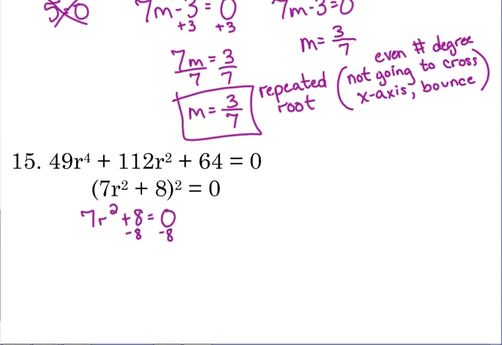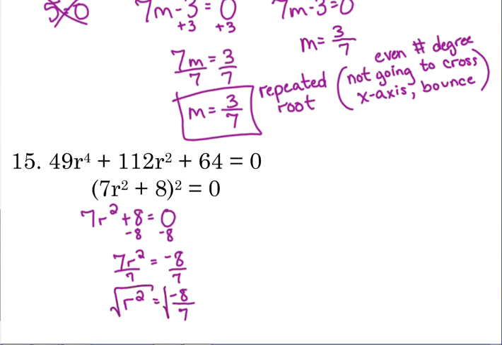So we subtract 8 from both sides. 7r squared is equal to negative 8. We divide both sides by 7. r squared is equal to negative 8 over 7. Have we solved for our variable yet completely? No. How do we get rid of the square?